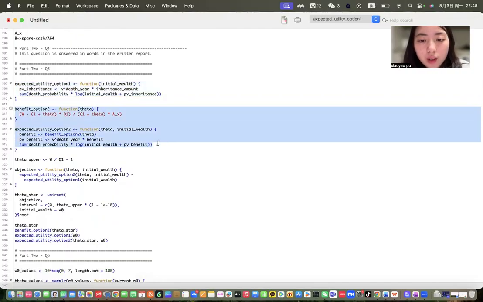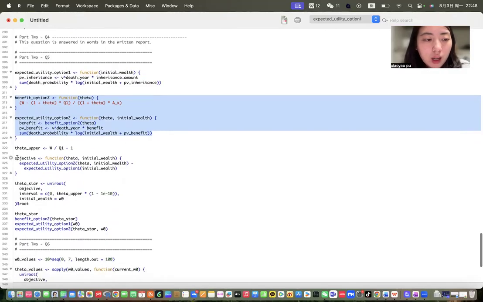And then this function calculates the expected utility under option 2 for any loading. First, it finds the corresponding insurance benefit. The fixed benefit is discounted according to the death year and added to Josephine's current value, transferred by log utility weighted by death probability, and so on.